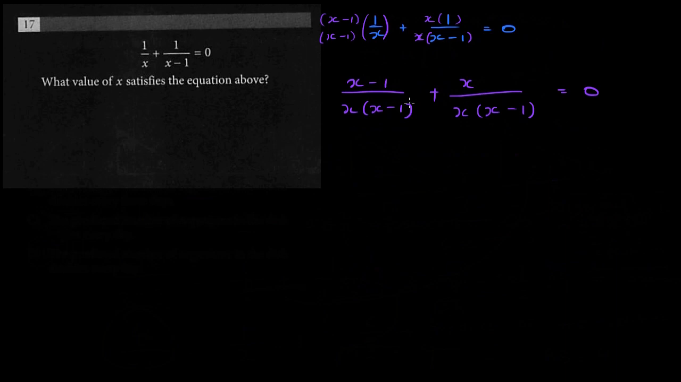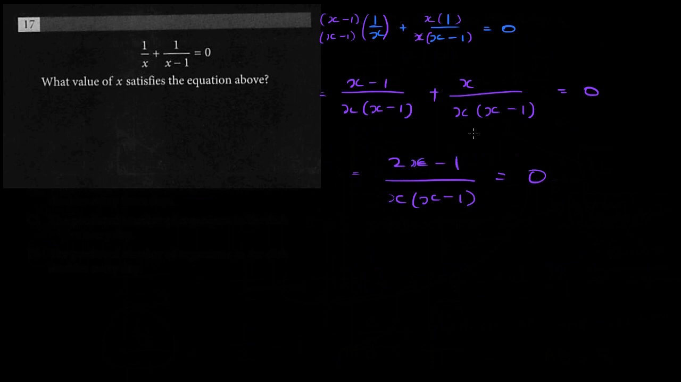Okay, and so that was what I was talking about. So now I can add up these fractions very easily. So I just add them up with the numerators and keep the denominator the same. So x minus 1 plus x, which is just 2x minus 1, over x into x minus 1 equals 0.